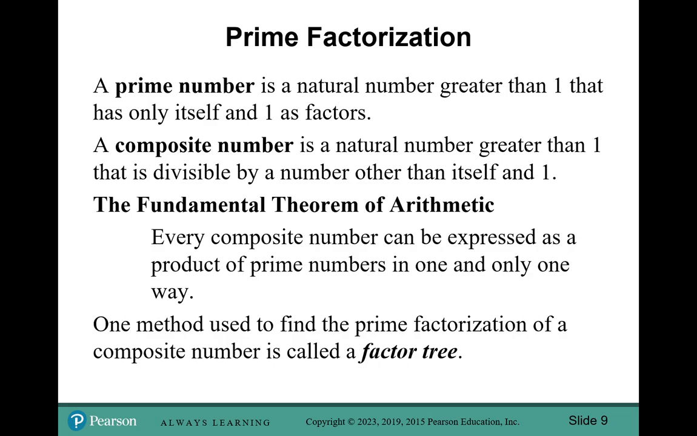Let's look at the prime factorization of a number. A prime number is a natural number greater than 1 that has only itself and 1 as factors. A composite number is a natural number greater than 1 that is divisible by a number other than itself and 1. If we look at the fundamental theorem of arithmetic, every composite number can be expressed as a product of prime numbers in one and only one way. One method used to find prime factorization of a composite number is called a factor tree.